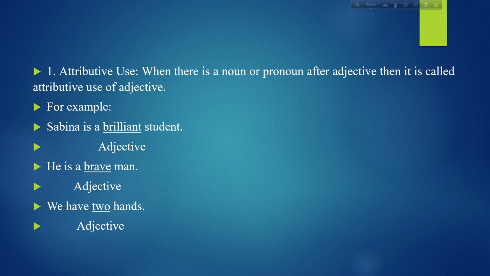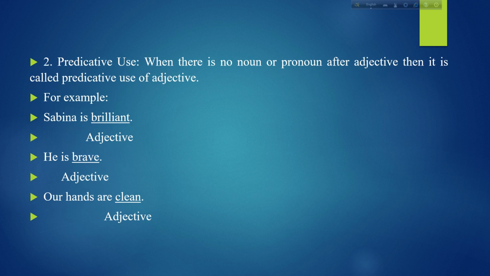For example, Sabina is a brilliant student. Here, brilliant, this adjective is used as attributive use, because this adjective is directly qualifying a noun, student. He is a brave man. Brave is qualifying the noun, here, man. So here brave is used as attributive. That is attributive use of an adjective. We have 2 hands. Here 2, adjective, is used as attributive. That is attributive use of adjective.